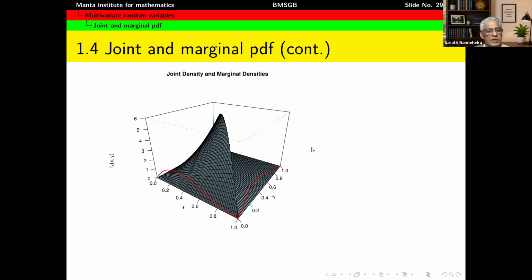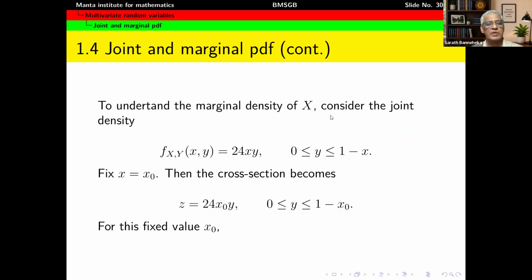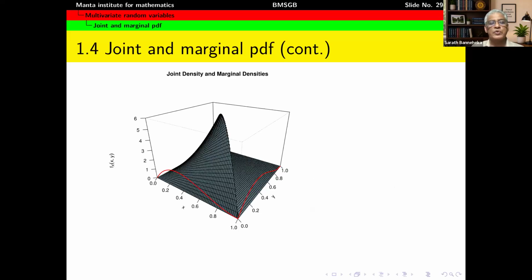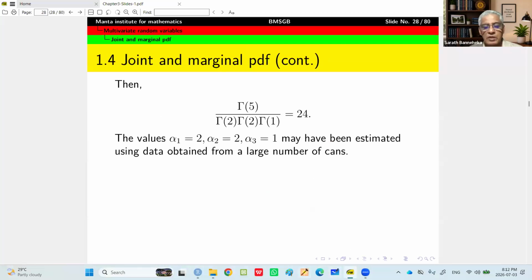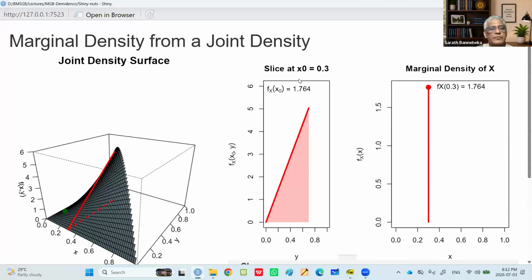So now let me take that Shiny app to show you this, or explain this a little bit better, right? So this is that Shiny app, right? So let me show you the thing that I was explaining earlier using this Shiny app.